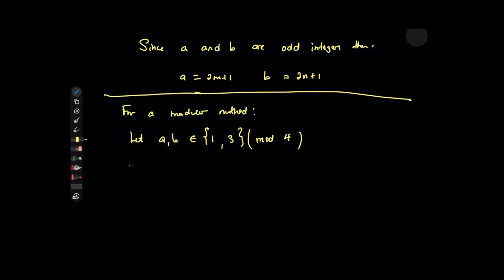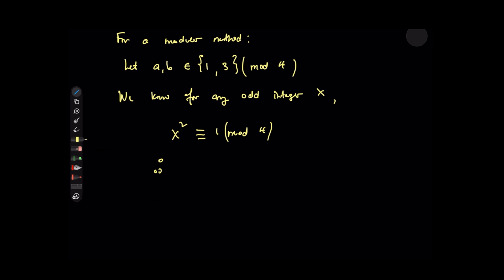So we know for any odd integer, let's call it x, then x squared is congruent to 1 mod 4. Therefore, in the question I have a cubed and b cubed. So x cubed, let's separate x cubed as x squared by x, will be congruent to 1 multiplied by x, which is congruent to x mod 4.